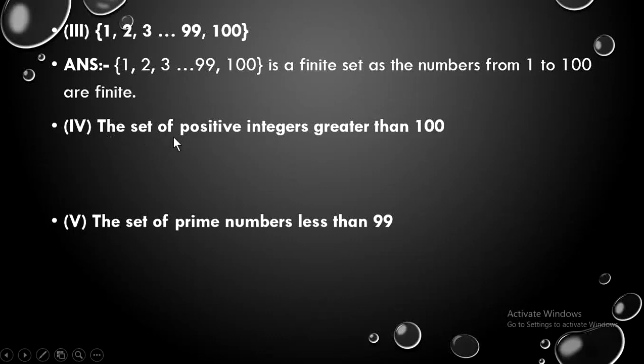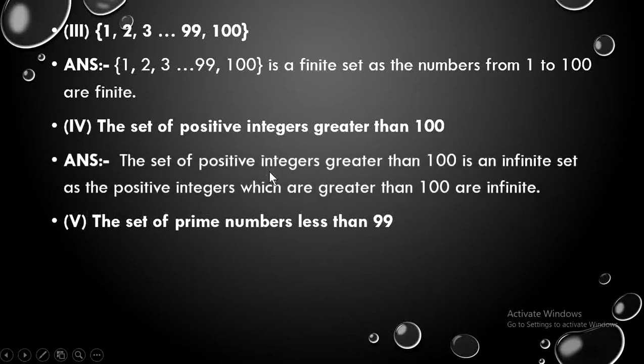Next one is the set of positive integers which are greater than 100. Now since you know that the set of positive integers greater than 100 is infinite because there can be many positive integers greater than 100. There can be in millions, billions, many positive integers you can get. So that is an infinite set.